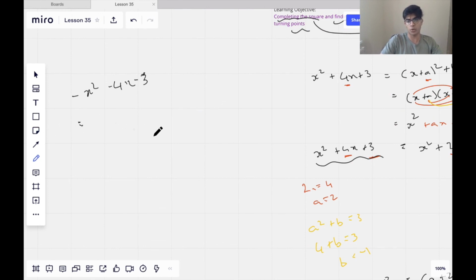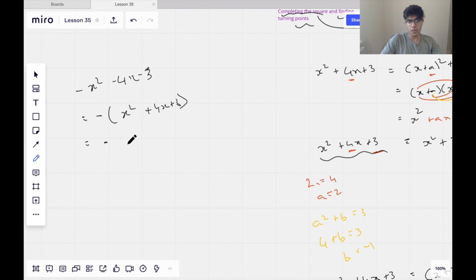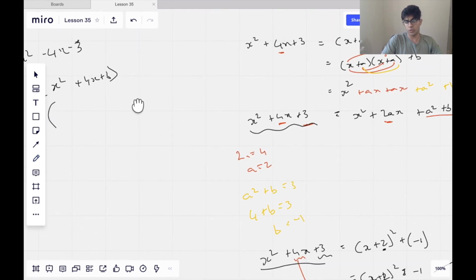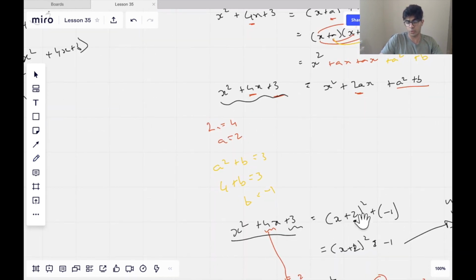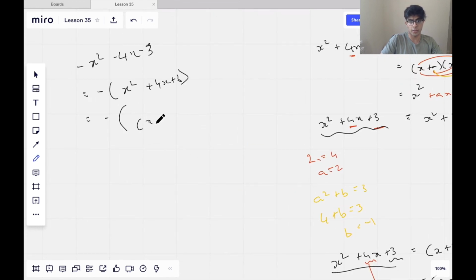So we complete the square on this. Well, it's the same thing as completing the square on the minus of our original term. So that becomes minus of the original thing, which is x plus 2 squared minus 1. If you go minus of x plus 2 squared minus 1, that is minus x plus 2 squared plus 1.